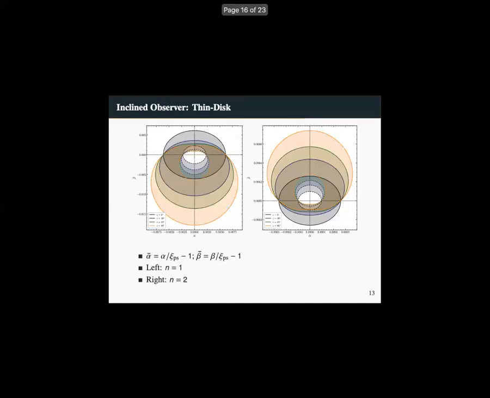I'll just click this. So this is for an inclined observer, and these are not directly the Bardeen coordinates, but these are the fractional deviations from the critical curve. So you can also compute the change in the appearance of the disk of the photon ring with inclination, and you see this nice flip structure, where these become elongated in one direction for the n equal to 1 ring, and in the other direction for the n equal to 2 ring. And this is the stuff that we've heard of earlier as well.